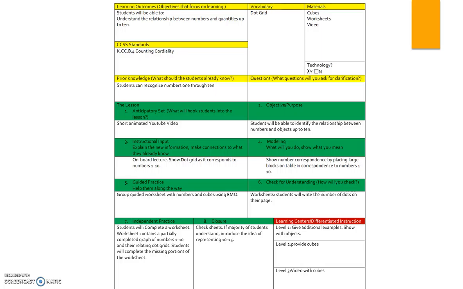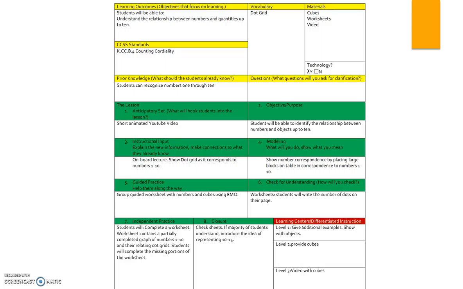You will show the number correspondence by placing large blocks on the table in correspondence through 1 through 10. For guided practice, you will have a group guided worksheet with numbers and cubes using the example number 6. You will check for understanding by using worksheets in which the students will write numbers of dots on their page and must be completed with 80% accuracy. For independent practice, students will complete a worksheet that contains a partially completed graph of numbers 1 through 10 and their relating dot grids. Students will be able to complete the missing portions of their worksheet with 80% accuracy.